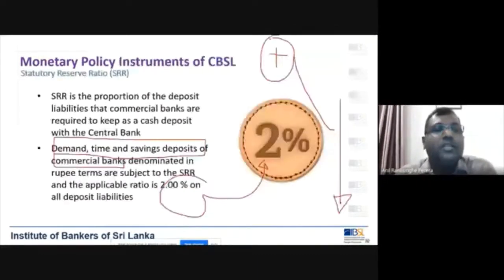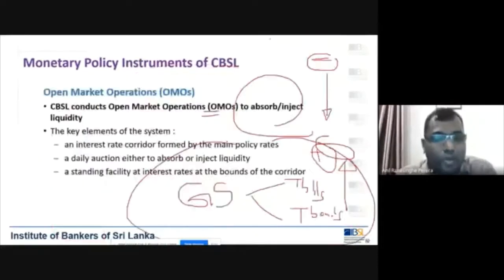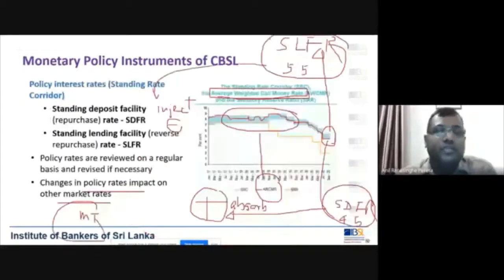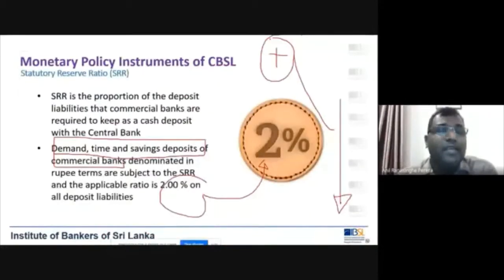So these are the major instruments, as I said: the policy rates, open market operations, and statutory reserve ratio. You should have those things in mind. Other instruments, we are not discussing too much at this level because they are discussed in detail in the central banking unit. So these are the most used instruments: policy rates, open market operations, and SRR.